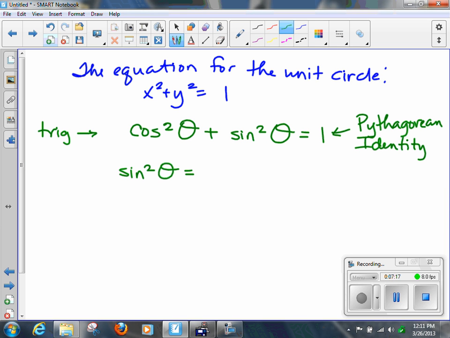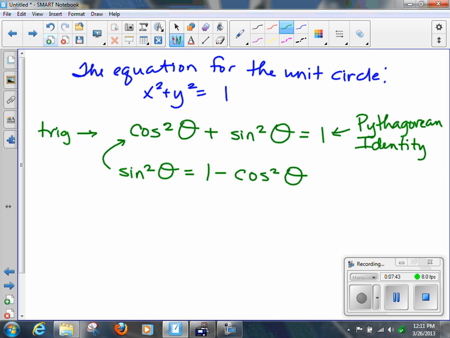Algebraically, what is sine squared theta equal to? Refer back to this one. No, easier than that. Oh, so all I need to do is just subtract cosine squared from both sides. Yeah, that's all you need to do. That's it. Okay?